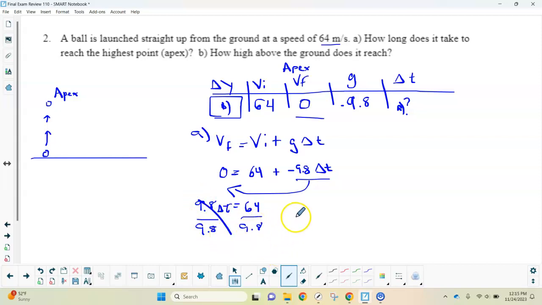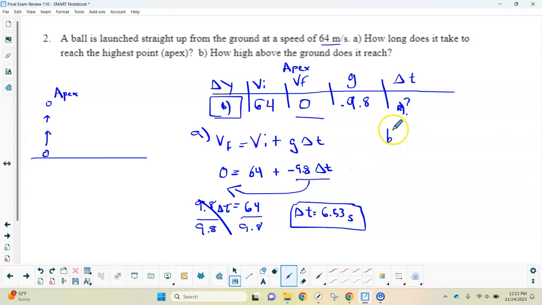So those drop out. You get delta t is close to 6.53 seconds. So again, it might be rounded slightly there, but that's close enough for us to get a good estimate, which is all these problems really do.